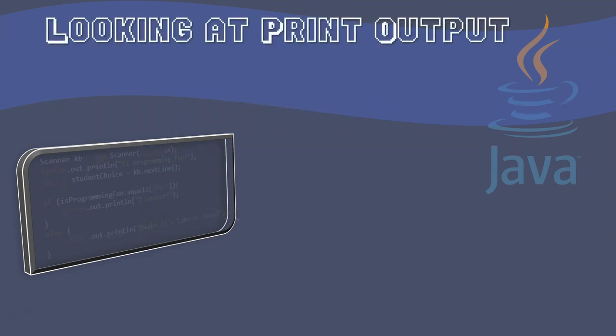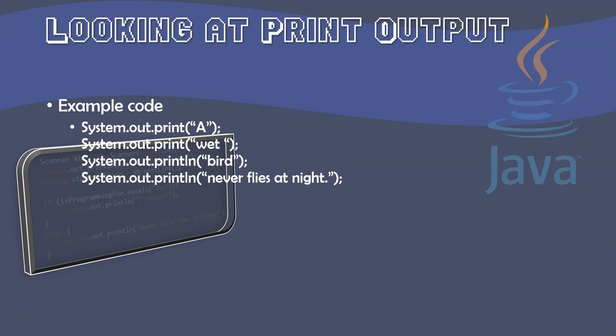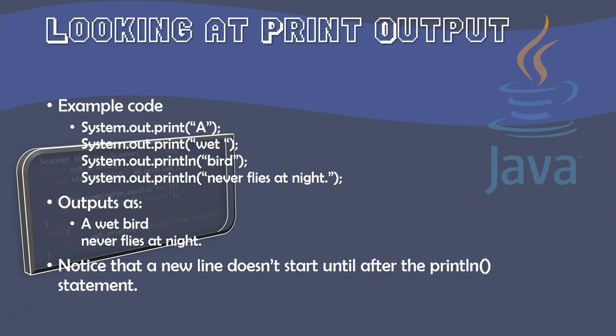If we look at how the print output actually works, let's have an example. Let's say System.out.print A, System.out.print wet, System.out.println bird, System.out.println never flies at night. This is going to output as: a wet bird never flies at night. Of course, a wet bird is all on one line, but never flies at night is on another. It's very interesting to point out that the new line doesn't actually start until after the print line statement.